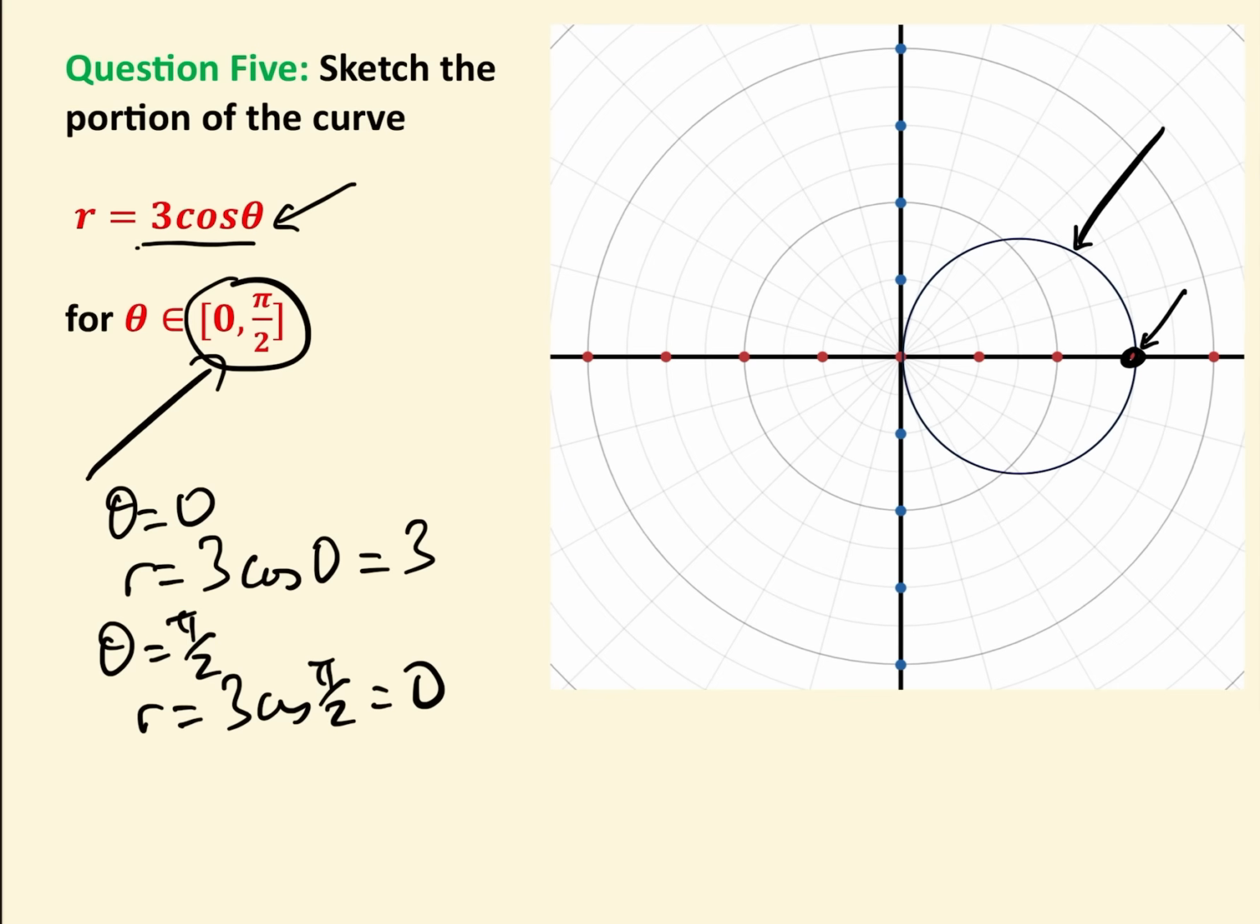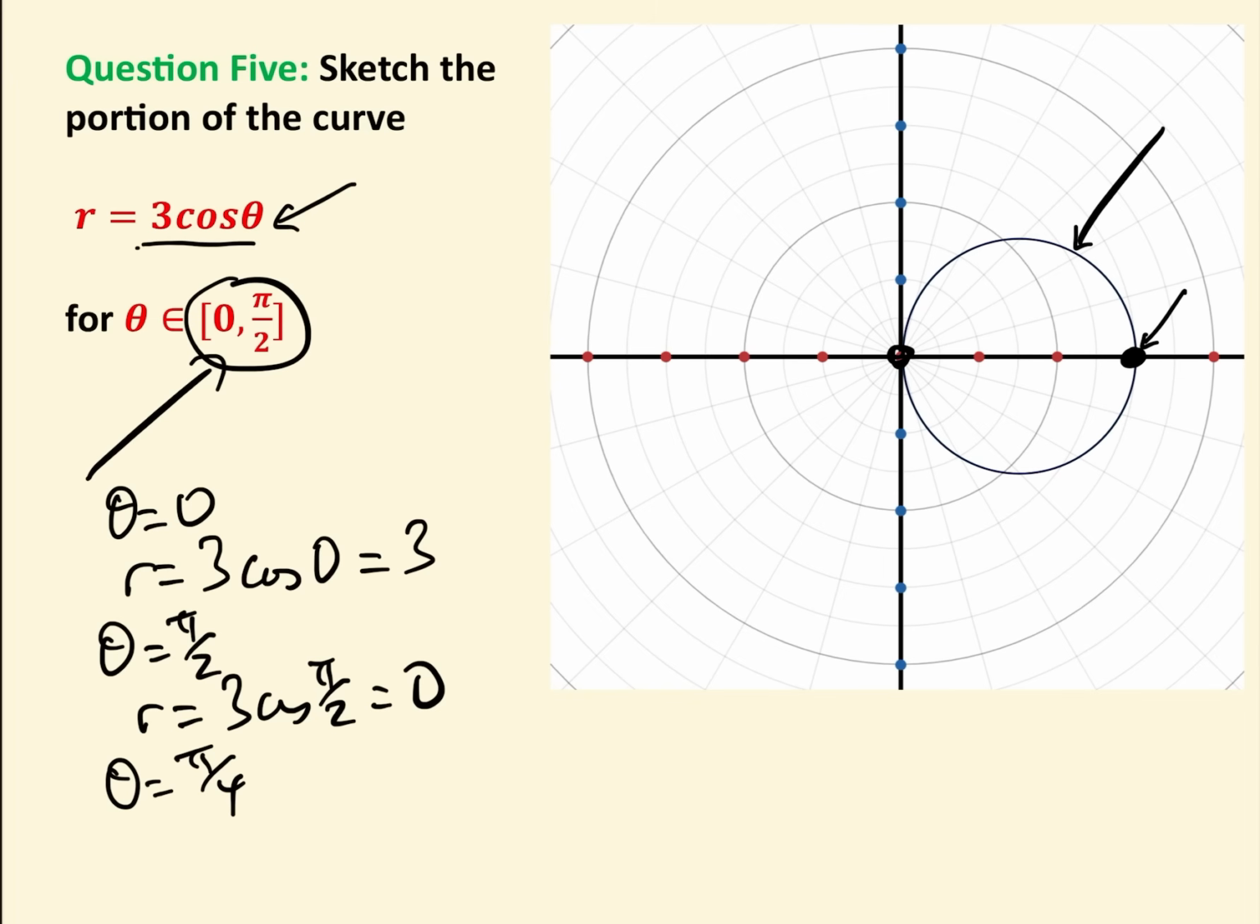Which means that we know that basically it starts here and it ends here, but we still don't know whether it's the top half or the bottom half portion. So what we need to do is, let's say, find one point in the middle. Let's say theta equals pi over 4.